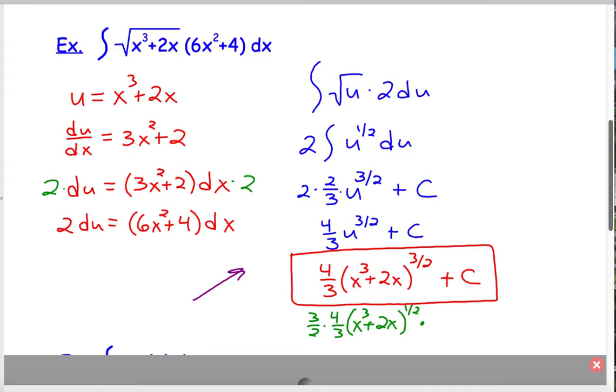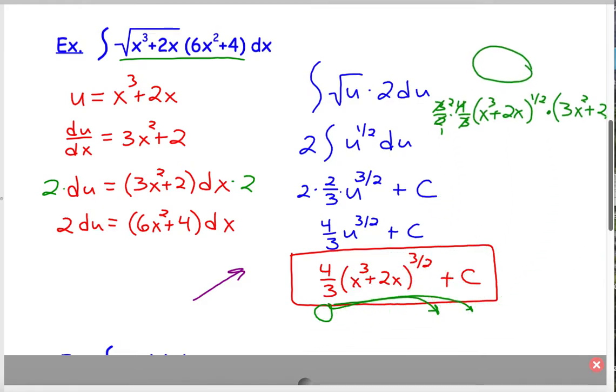And then we have the chain rule times the derivative of the inside, which is going to be 3x squared plus 2. I need to put that in parentheses. So these 3's cancel. 2 goes into 2 once, 2 goes into 4 twice. And so I'm left with 2 times that quantity. And if I distribute this 2 into the second parentheses here, I'll have exactly what I started with. So we're good. Let's go ahead and move all that out of the way. And there's your final answer.